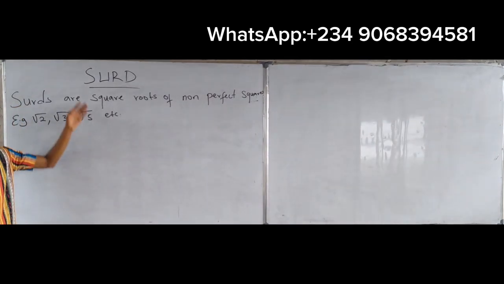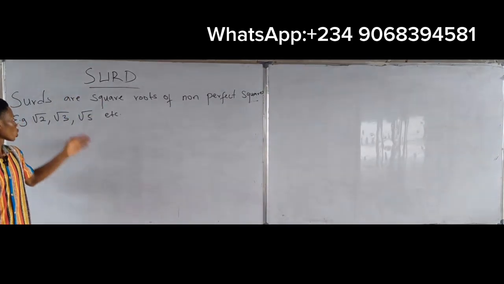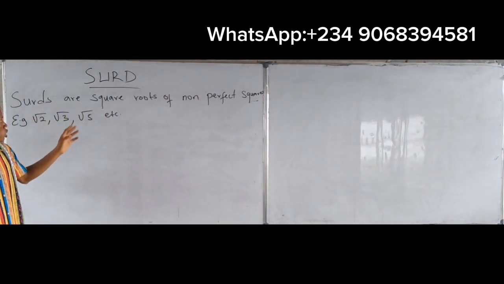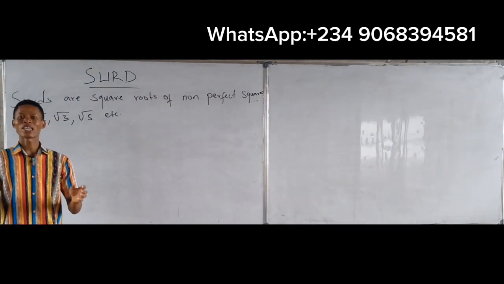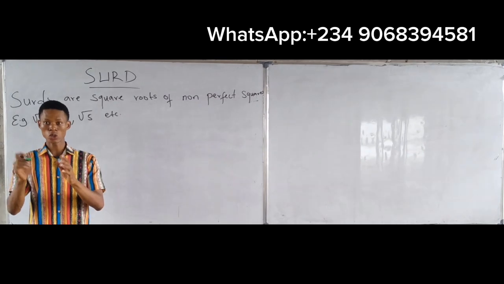So today we'll be looking at surds. And when we talk about surds, we say surds are square roots of non-perfect squares. Now let's understand the difference between square root and square, which I guess you already know.